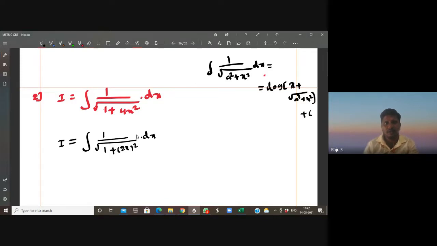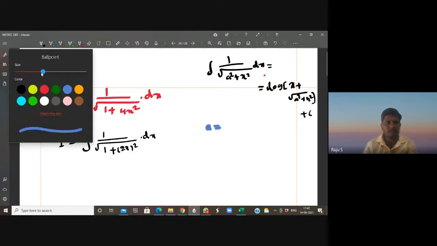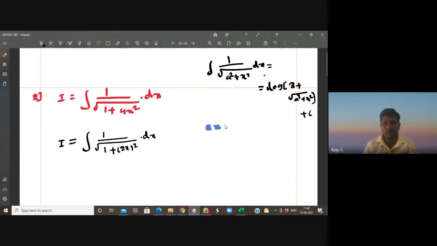You can try this. Now, can anyone tell what is a and what is x here? If you compare, a is equal to 1 square, and the x value is 2x. Just replace here. So the answer directly is log of 2x, in place of x you replace 2x, plus root over 1 plus 4x square, because 2x the whole square means 4x square only. This is the answer.